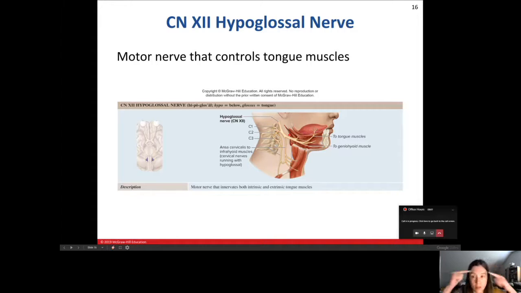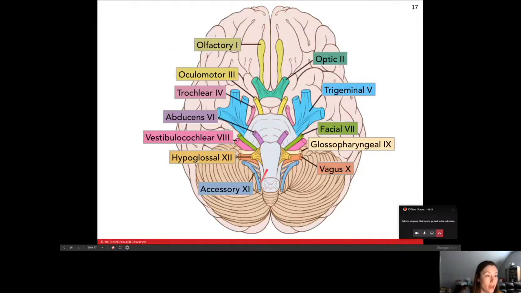So those are your 12 pairs. So that means you have a left and a right of each of them. 24 total, 12 paired cranial nerves. Now this is another view where you can kind of see where they come out of the bottom of the brain. So that's going to help you with your labeling.